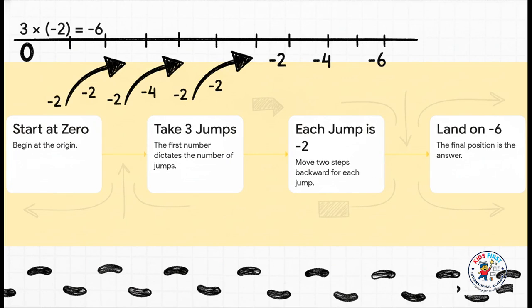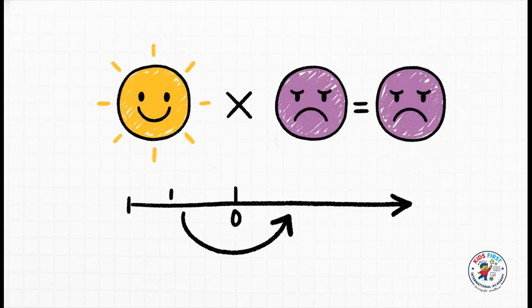The first number, 3, tells us to get ready for 3 jumps. And the second, -2, tells us each jump is going to be 2 steps backward. So, 1 jump to -2, a second jump to -4, and a third lands us right on -6. See, it makes perfect visual sense. Okay, so far, so good. A positive number of jumps in a negative direction lands you in negative territory. The number line proves it, and it feels right.